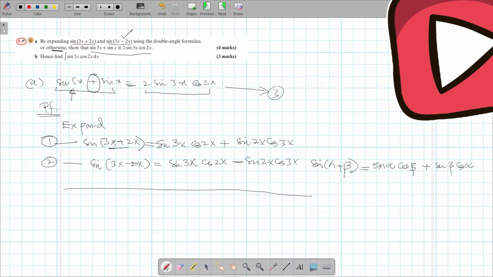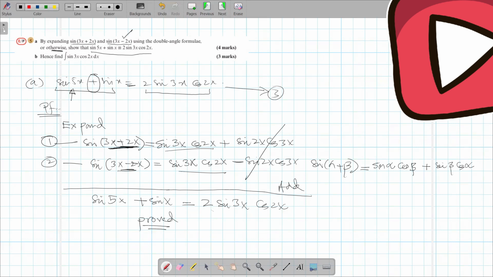Sine 3x plus 2x will be sine 5x, plus 3x minus 2x will be sine x, equals to... when you add them, these terms will be cancelled. So we'll be left with sine 3x cos 2x two times. So this is 2 times sine 3x cos 2x. So we have proved this identity, and that's the proof done. What is next now?